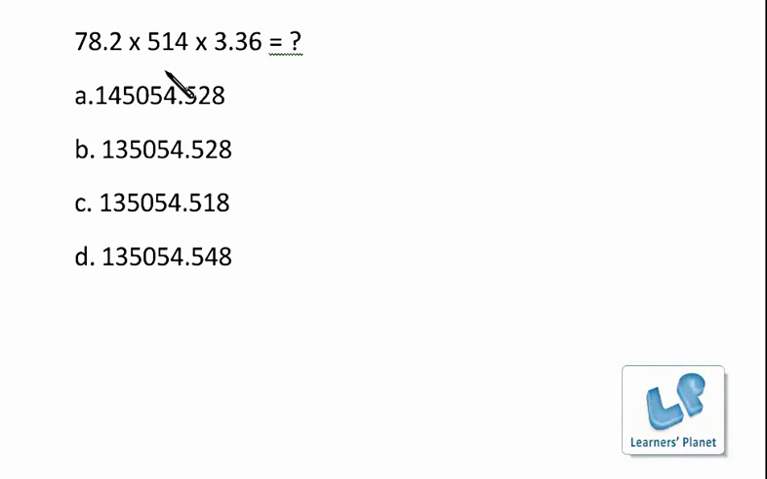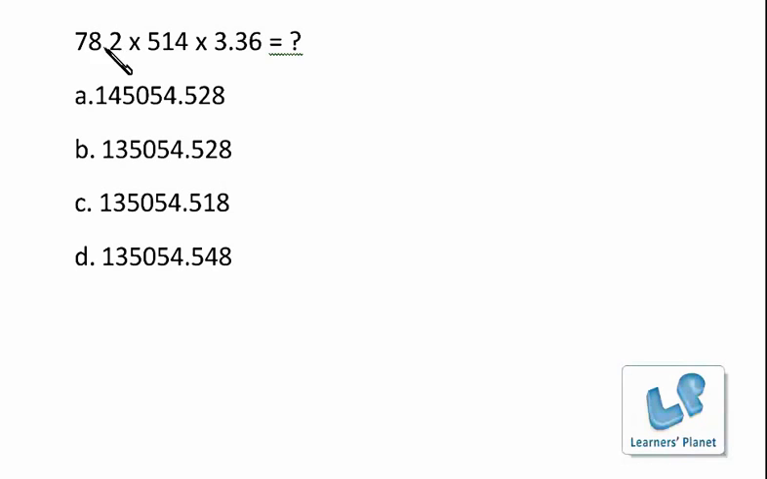Now let's take up this multiplication. 78.2 into 514 into 3.36, and which of the following is the correct choice, right? Now, as I have told you, decimals play no role in the digital root technique, right? You just have to find out the correct position of the decimals. Otherwise, you just go as you are going, right?